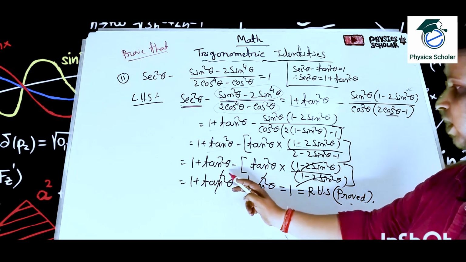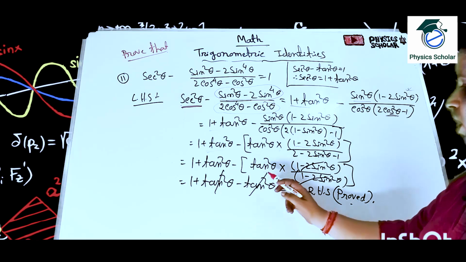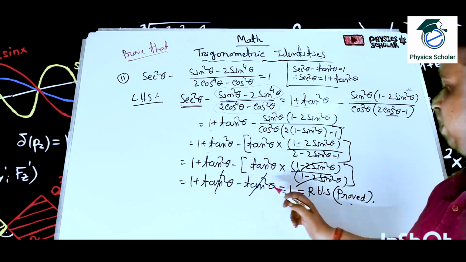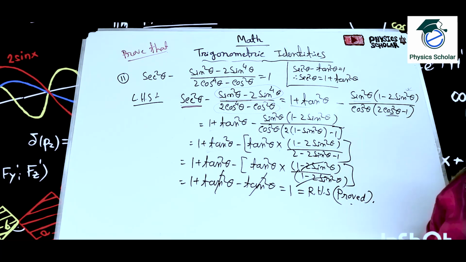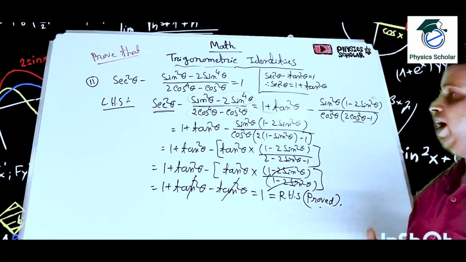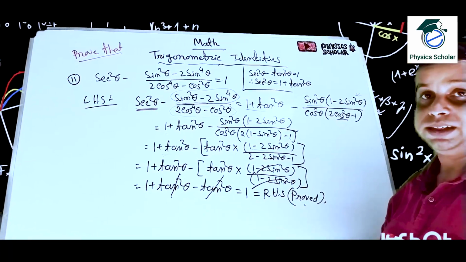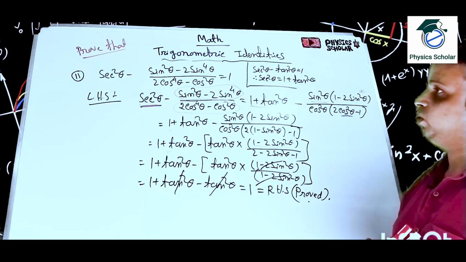That means what? 1 plus tan square theta minus tan square theta into what? 1. That means only tan square theta. So tan square theta will be cancelled. So the answer will be 1, which is right hand side, which we have to prove. So you can pause the video also and you can see that and you can copy it. Clear? So later on you can practice it at home. So hope you have understood this.